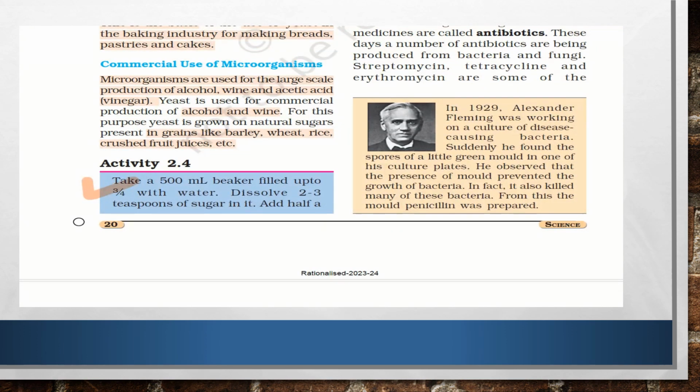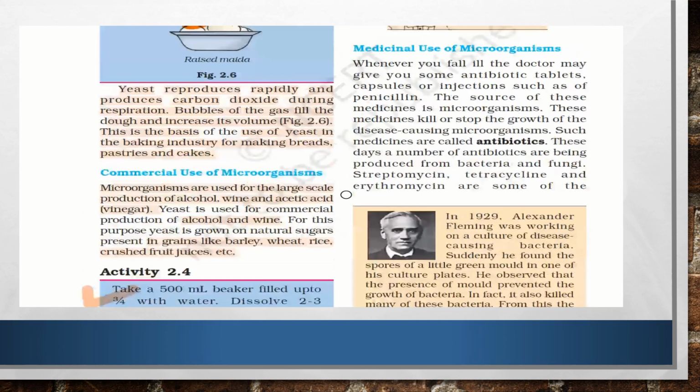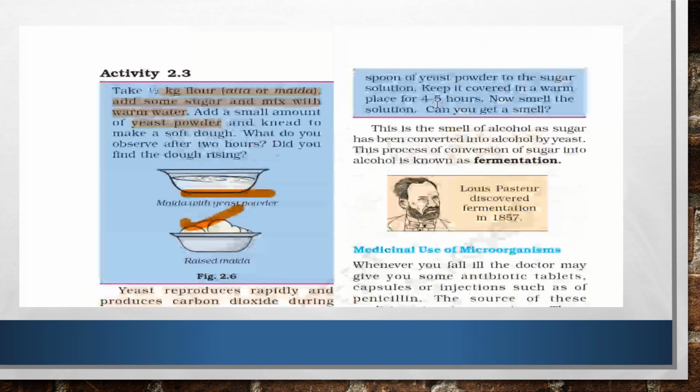Another activity you can do at home: take 500 ml in a beaker, fill it 3/4 with water, dissolve 2 or 3 teaspoons of sugar in it, and add a spoon of yeast powder to the sugar solution. Keep it covered in a warm place for 4 to 5 hours. Now smell the solution. This smell is the smell of alcohol, as sugar is converted into alcohol by yeast, and this process is called fermentation. This process was discovered by Louis Pasteur in the year 1857. This is very important: the fermentation process was discovered by Louis Pasteur in 1857. The process is the conversion of sugar into alcohol.